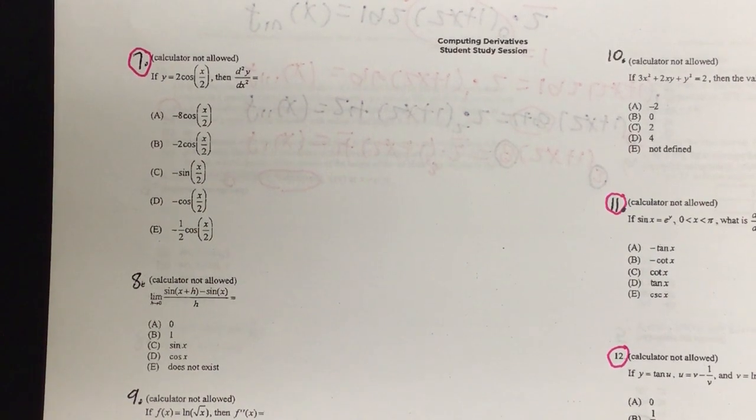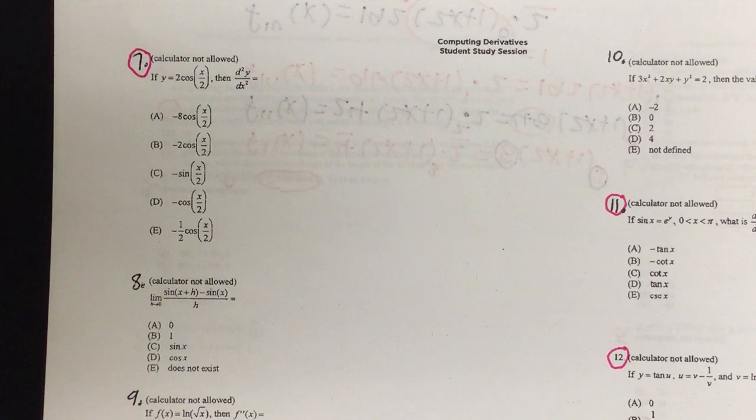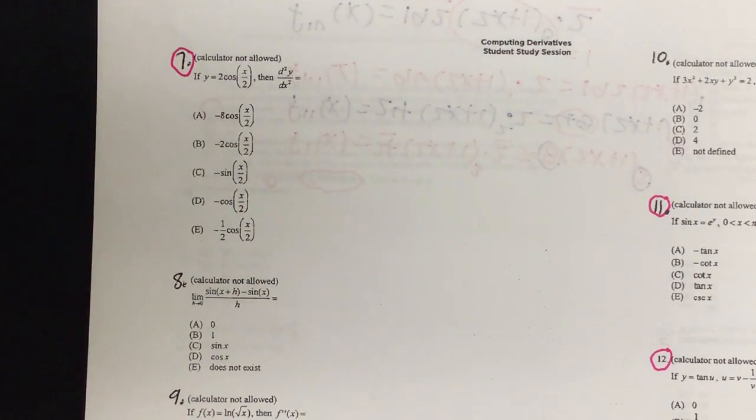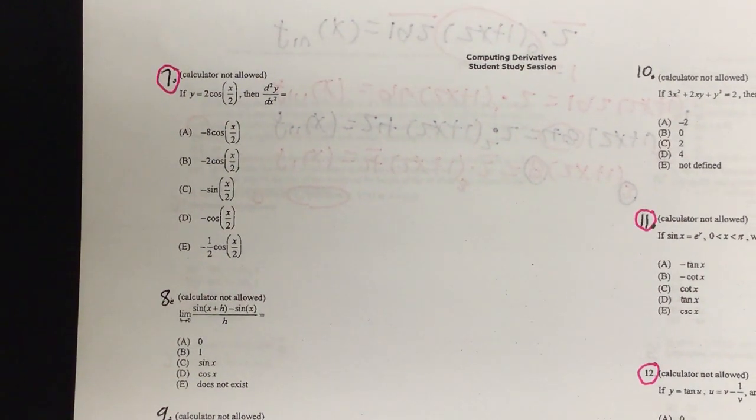If y equals 2 cosine of x over 2, then d2y over dx squared equals what? So we're basically deriving it how many times? Twice. Now, do I have something within a fraction? In a fraction, do I have just a variable or something else with it? Something else. So we're looking at chain rule.